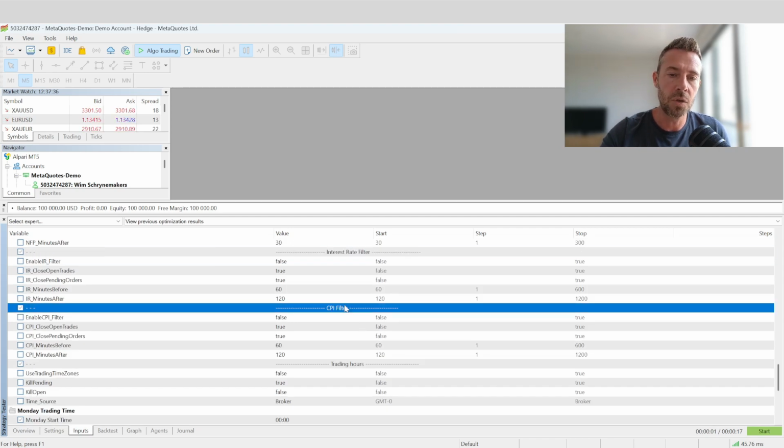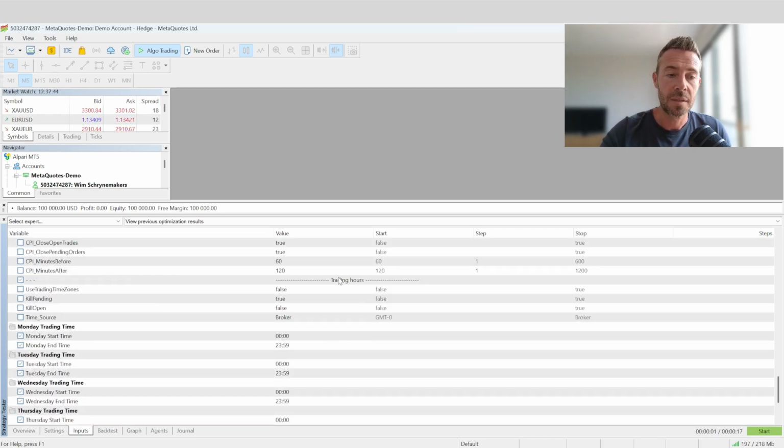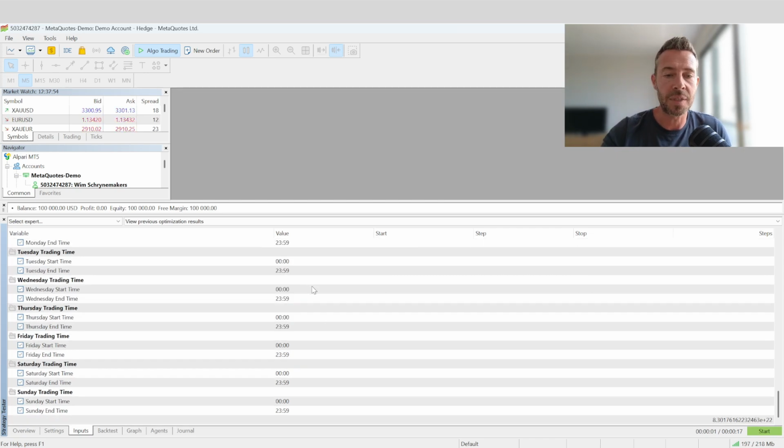I don't see the use during the optimization process, but afterwards we're going to, of course, check if we can make an improvement to a strategy by using these kind of filters. Same for trading hours, unless you have in mind a certain idea of a trading strategy that is going to trade only during certain times. I haven't used these during the optimization process so far.